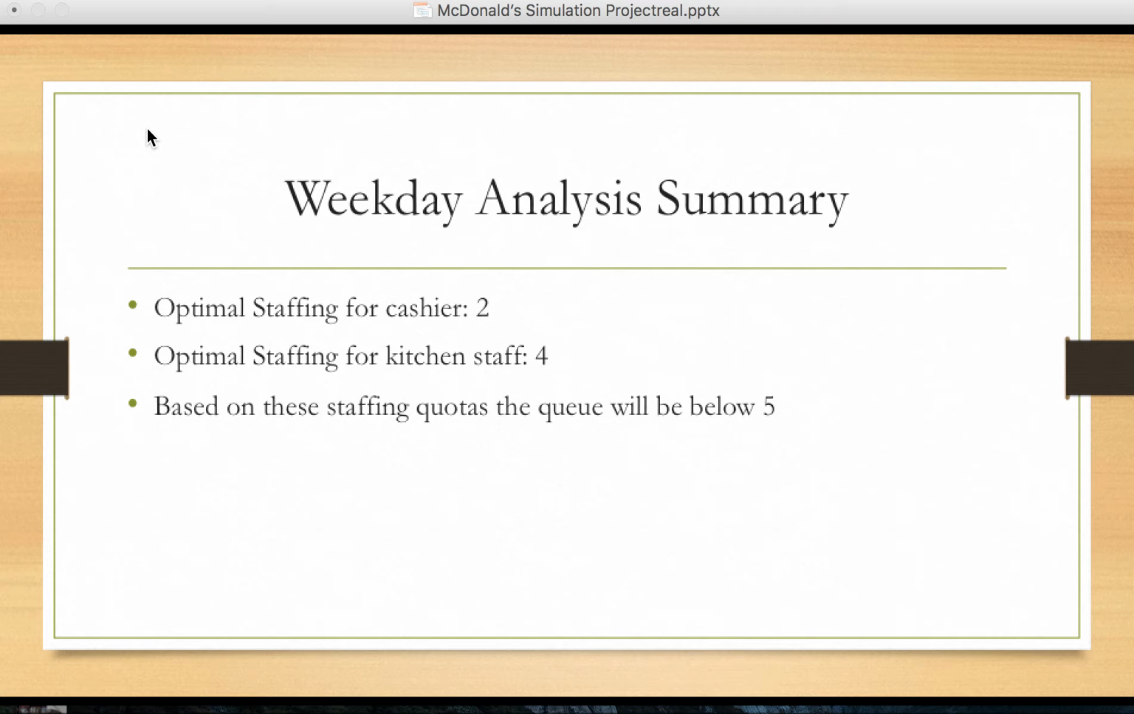So, in conclusion, we found that the optimal staffing for the cashier is 2, and the optimal staffing for the kitchen staff is 4. Based on these quotas, we were able to keep the line under 5 at all times.